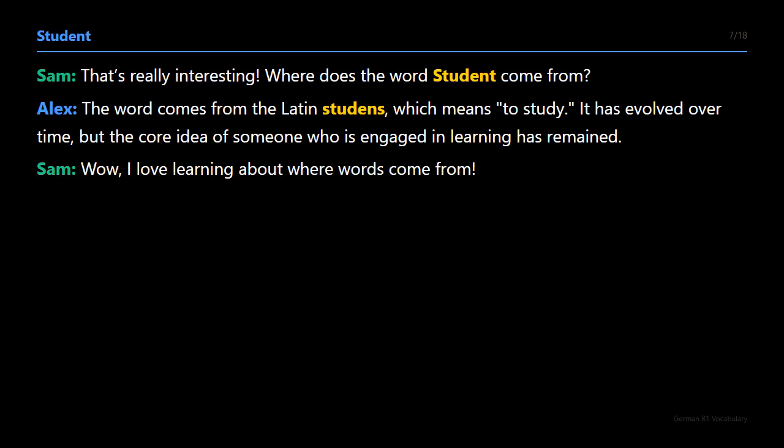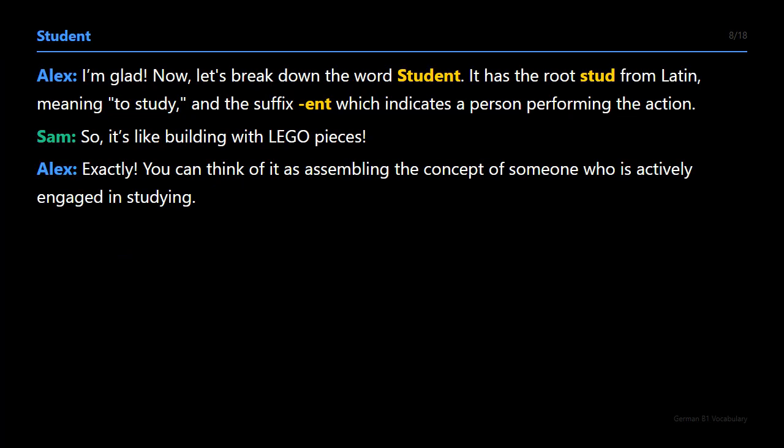I'm glad. Now, let's break down the word Student. It has the root Stud, from Latin, meaning to study, and the suffix NT, which indicates a person performing the action. So, it's like building with Lego pieces. Exactly. You can think of it as assembling the concept of someone who is actively engaged in studying.